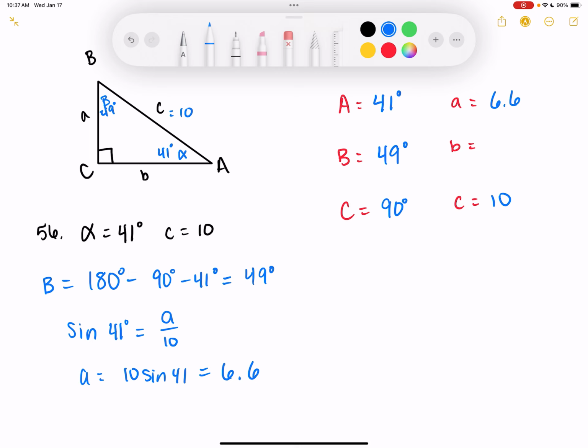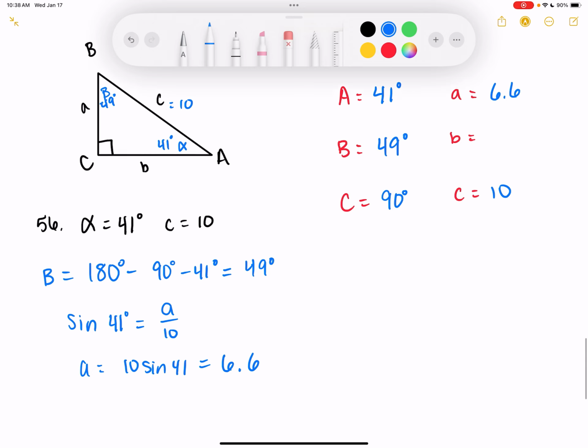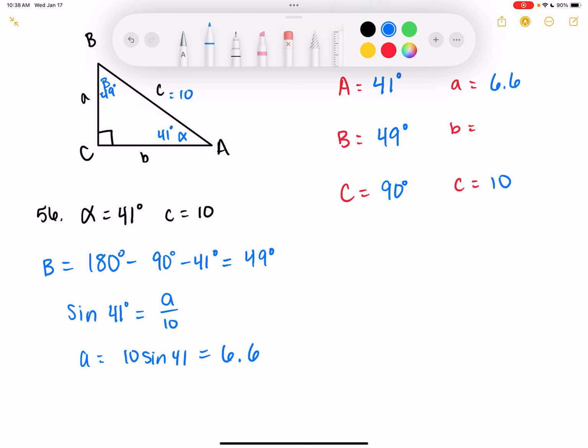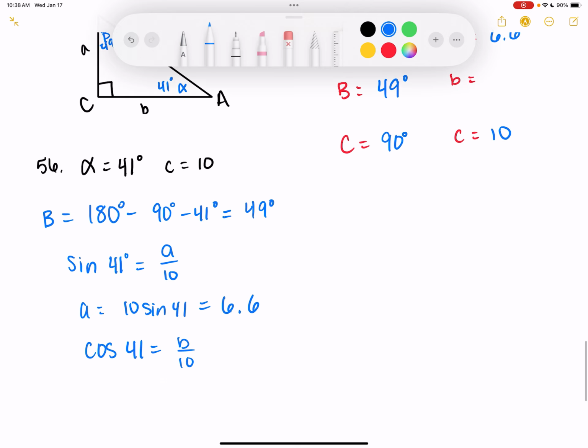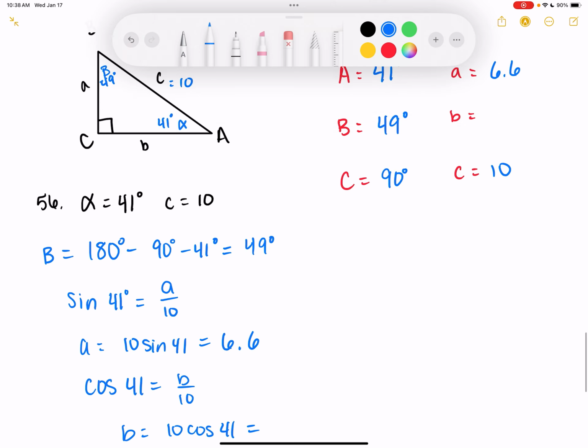All right, now how about side B? Use cosine of A. So cosine of 41 is equal to B over 10. So B is equal to 10 cosine of 41. 7.5.